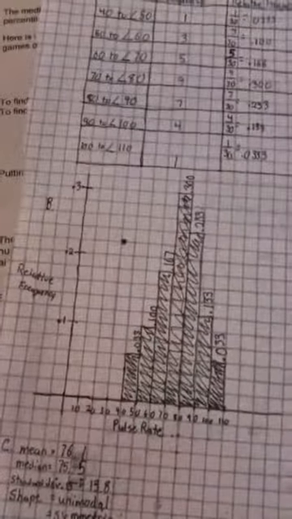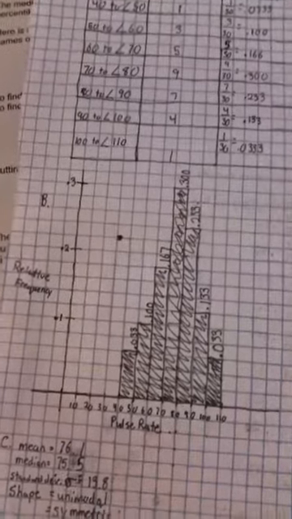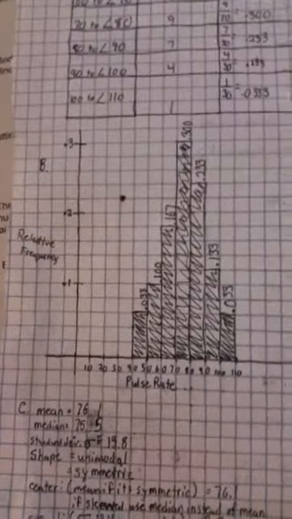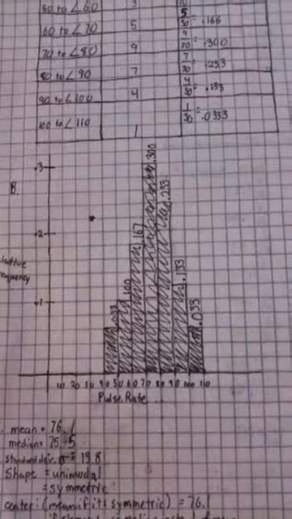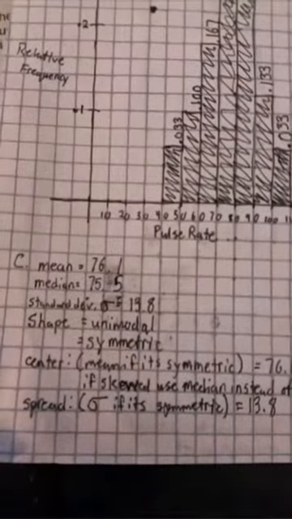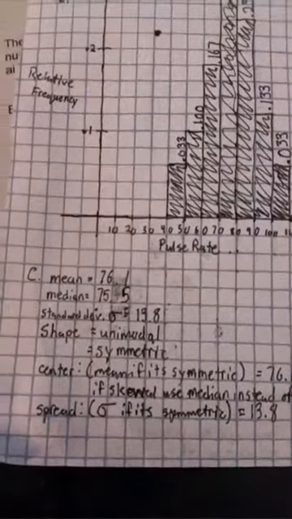That was the answer to C for number 1, asking to calculate the descriptive statistics and use them to describe the center, spread, and shape. The spread is 13.8, the same as the standard deviation.